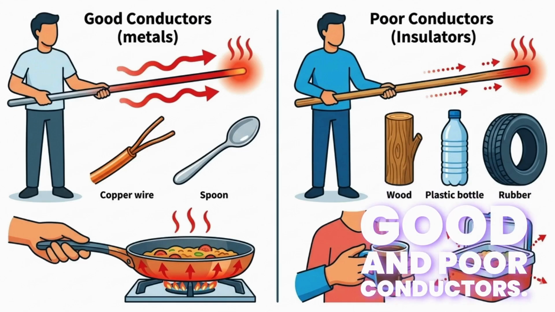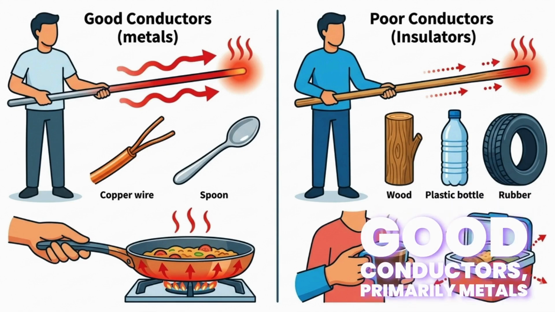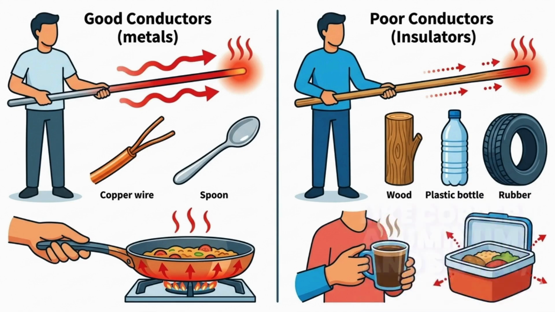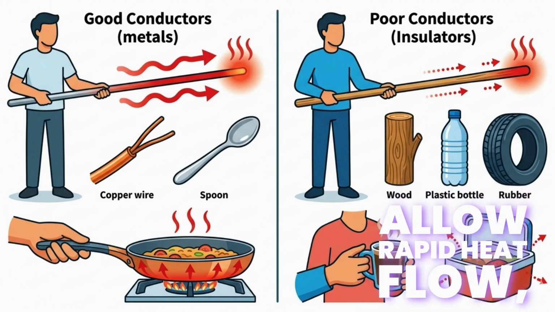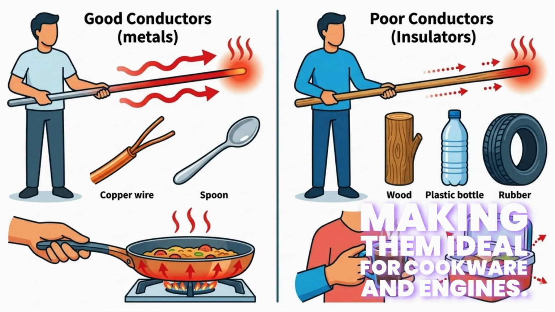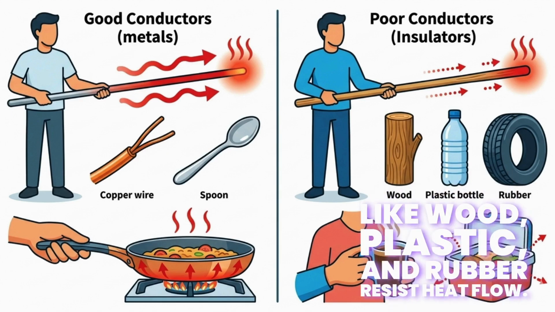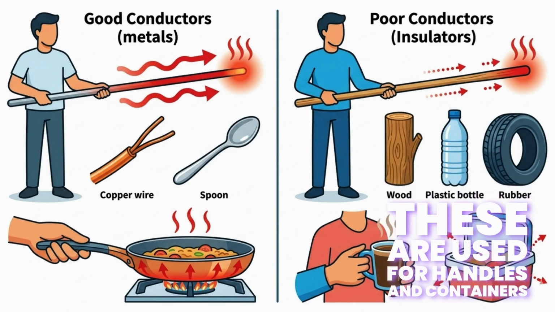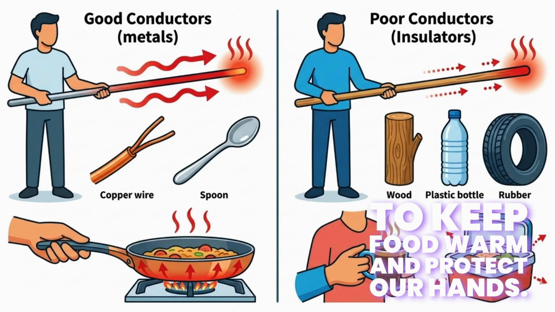Good and poor conductors. Materials are classified by how quickly they transfer heat. Good conductors, primarily metals like copper, aluminum, and silver, allow rapid heat flow, making them ideal for cookware and engines. Conversely, poor conductors, insulators, like wood, plastic, and rubber resist heat flow. These are used for handles and containers to keep food warm and protect our hands.